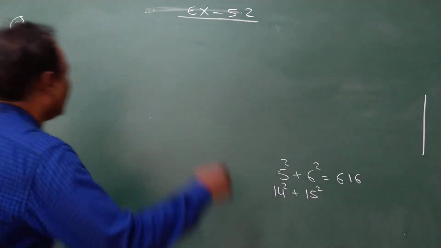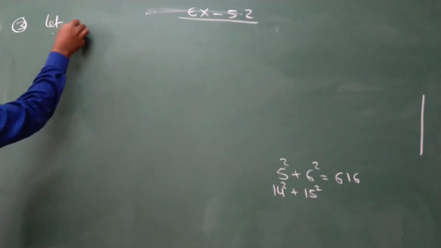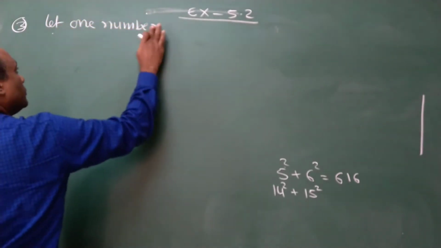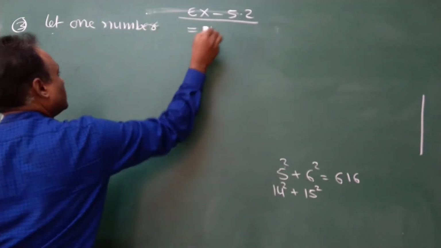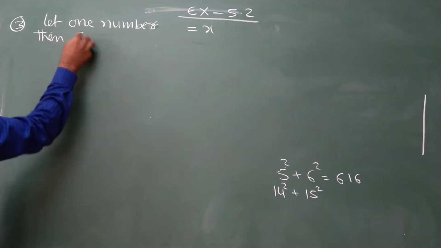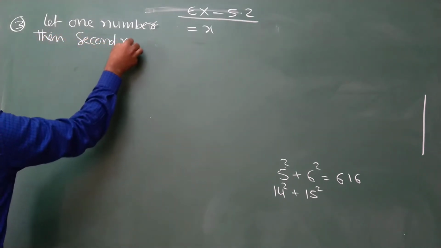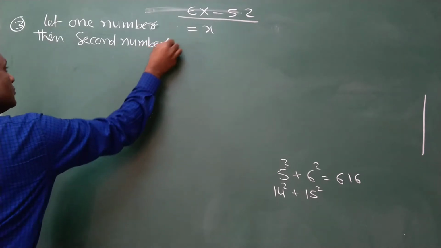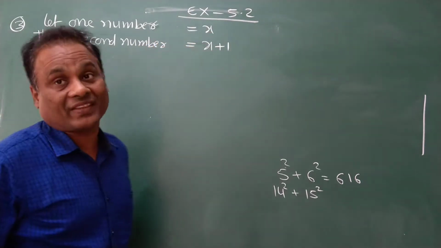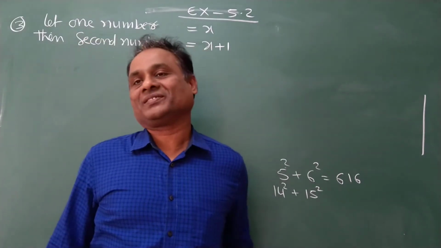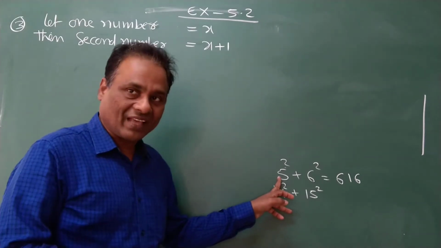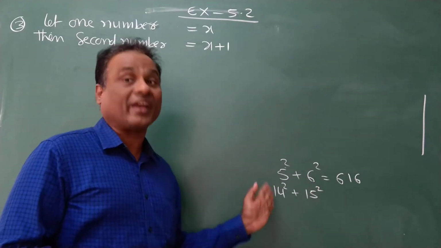See here. Let one number be x. Then the second number is x plus 1. If one number is x, the second number will be x plus 1, because the difference is 1. If one number is 5, the other number will automatically be 6, that is 5 plus 1.